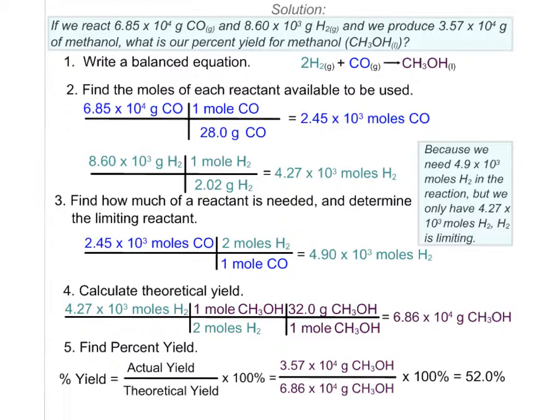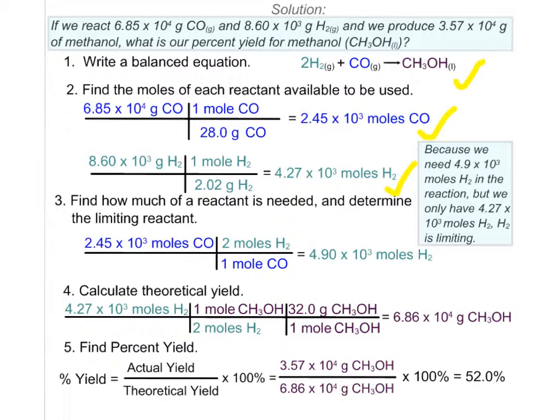Here's the solution. I restated the problem up at the top as well for you. First, you want to write a balanced equation, and here's that balanced equation there. Second, find the moles of each reactant available to be used. Here, these were determined by multiplying by the molar mass of those compounds. Once we found that, we find out how much of one of the reactants is needed. I just picked carbon monoxide. You could have picked the hydrogen as well. We'll see how this works.